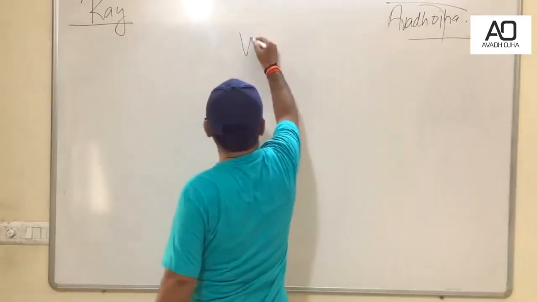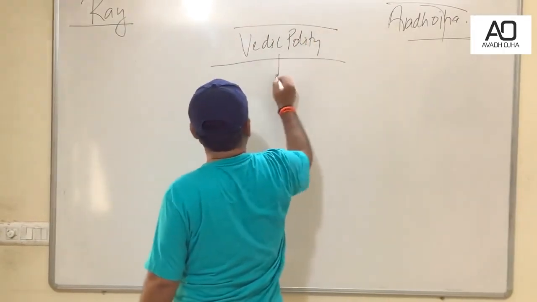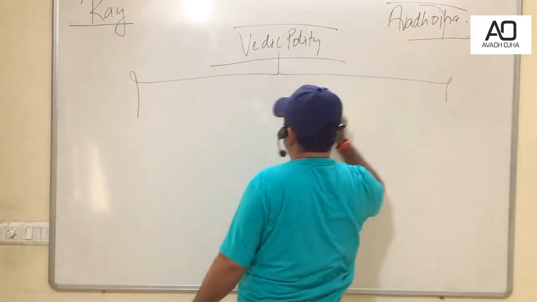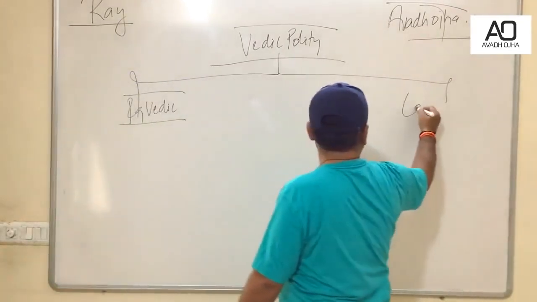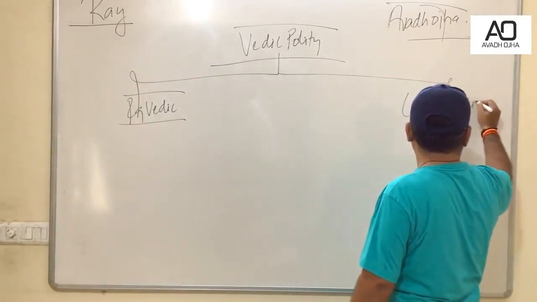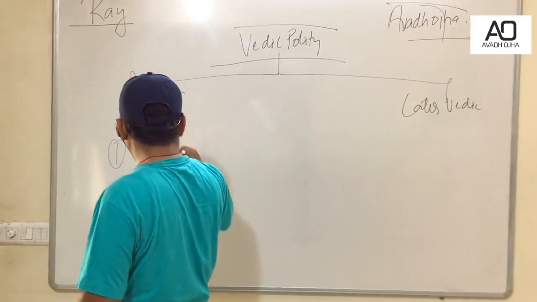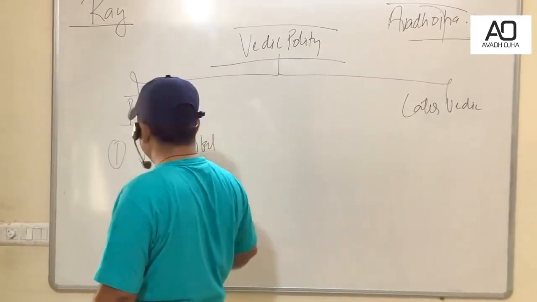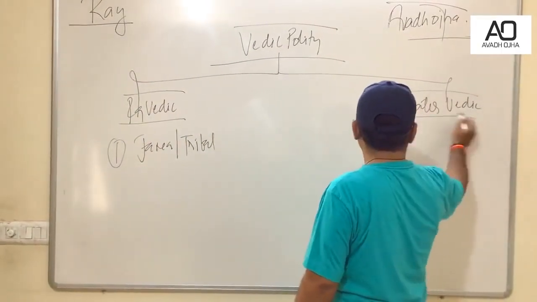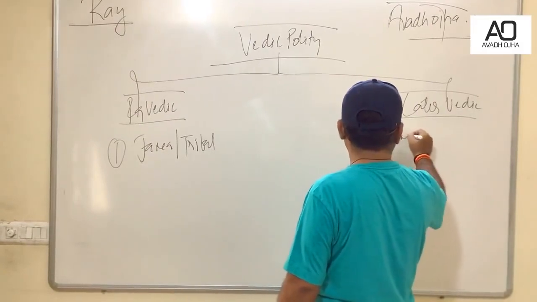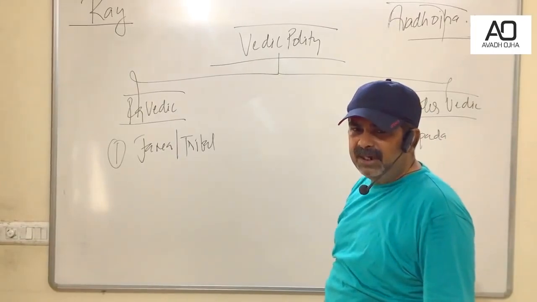Vedic polity. Formula from Jana to Janpad. Diagram. Rigvedic, later Vedic. Rigvedic, Jana based polity, tribal polity. Bharat tribe, Puru tribe. Now, here, Janpad, state, Kurukshetra, Panchal, Videha.